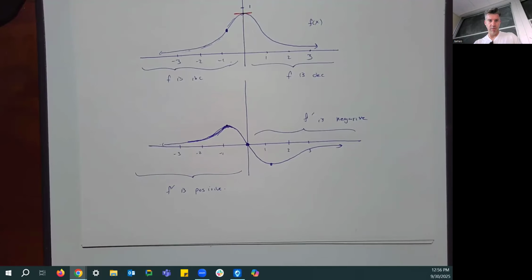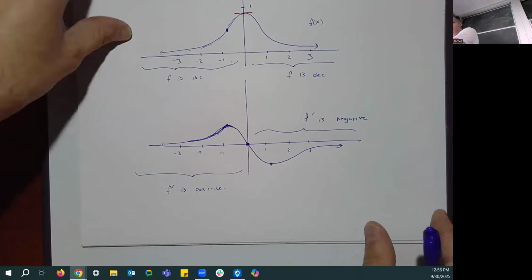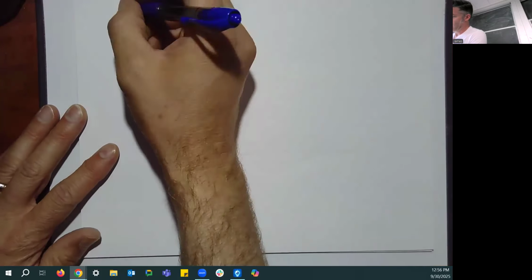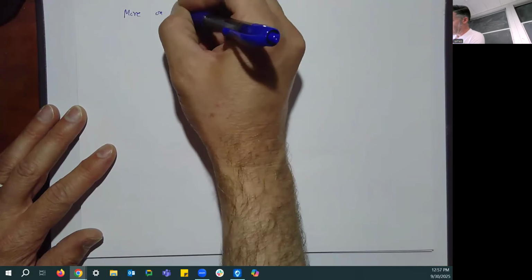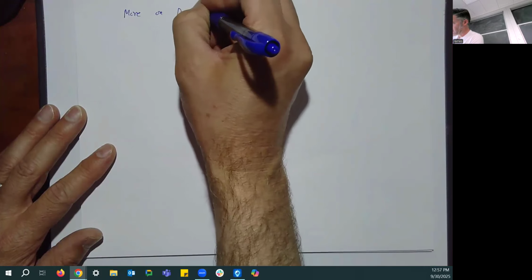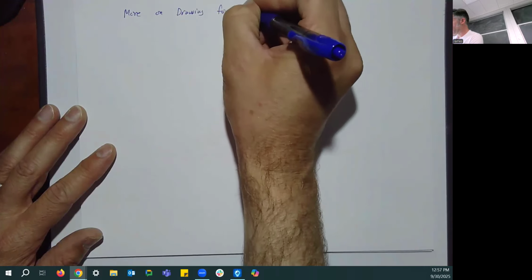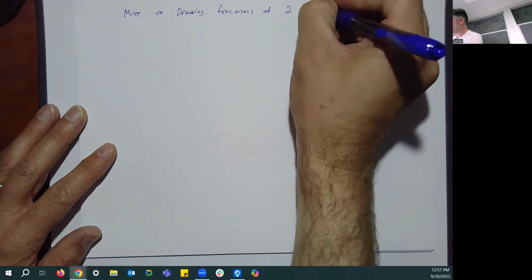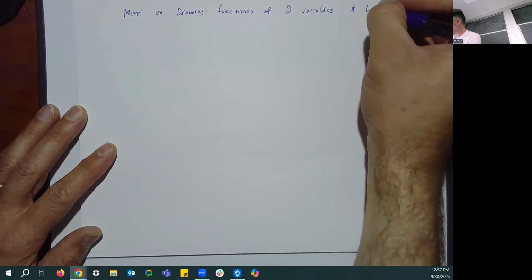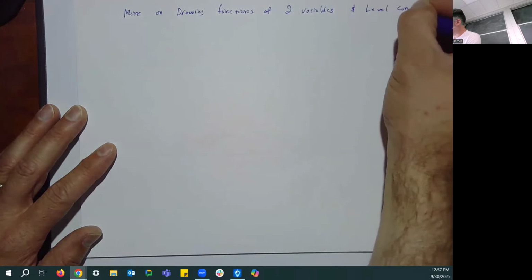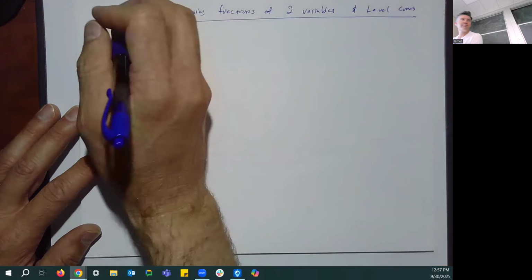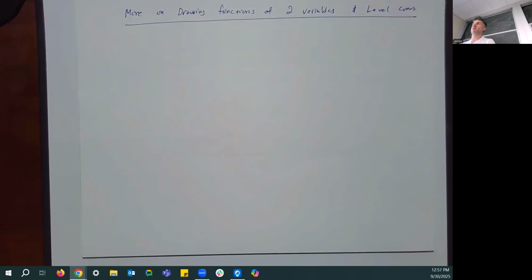So let's look at one or two more examples and talk about how we try to identify what things look like. So yeah, this is where my drawing skills will come into heavy use. Let's look at some more functions of two variables, more on drawing functions of two variables and their level curves. And to be very frank, you should try to draw them as little as possible, in my opinion.